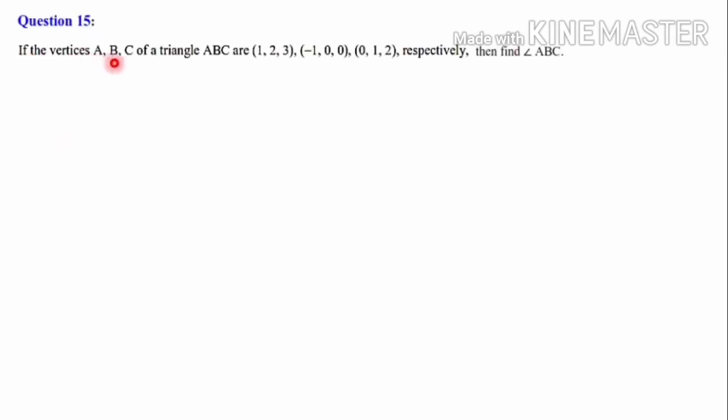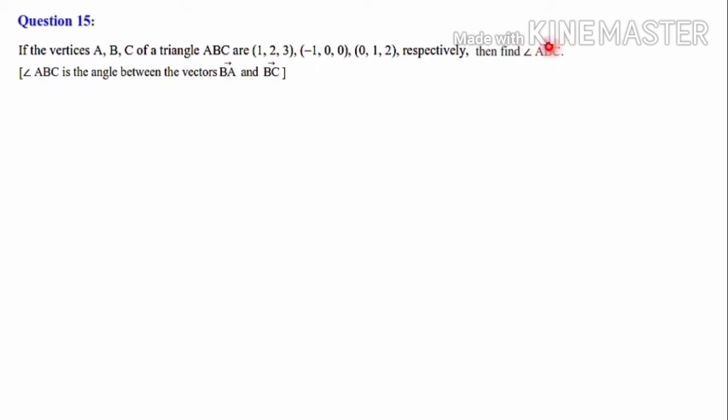Next we shall discuss question number 15. If the vertices A, B, C of a triangle ABC are (1, 2, 3), (minus 1, 0, 0), (0, 1, 2) respectively, then find angle ABC. A hint is given: angle ABC is the angle between the vectors BA and BC. Of course, when it is asked in the examination, the hints will not be given, so we have to find out from the given angle itself.